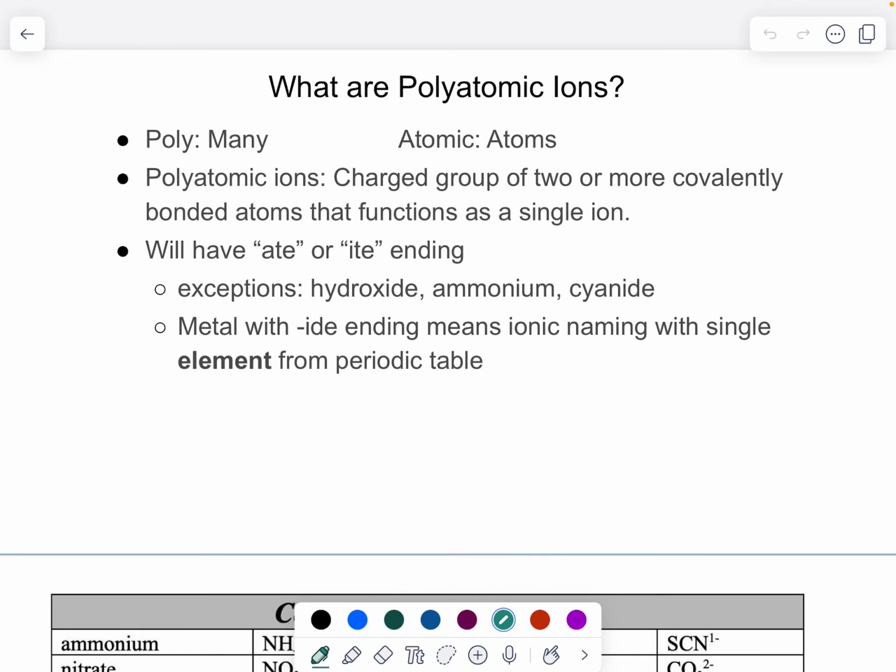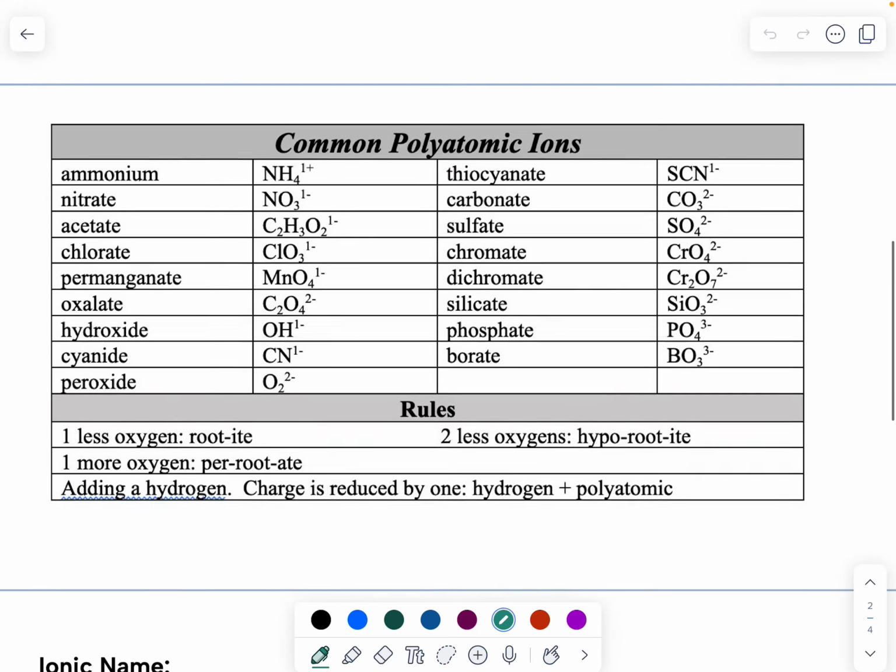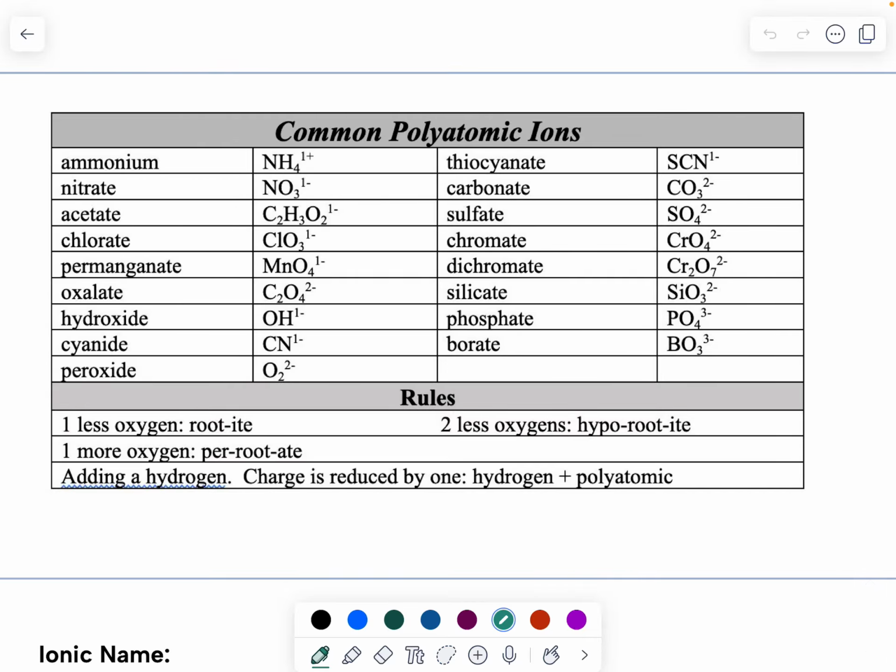From here on out, when we have an ionic compound, we'll have a metal, as always, or you'll have ammonium, which I'll show you in a sec. And you'll either have a non-metal that ends in "ide," which means it's hydroxide, cyanide, or an element from the table, or it'll end in "ate" or "ite," which means it's a polyatomic ion. Okay, so your polyatomic ions are on the back of the periodic table. Here's a group of them. Essentially, if they show up in a naming scenario, they are what they are.